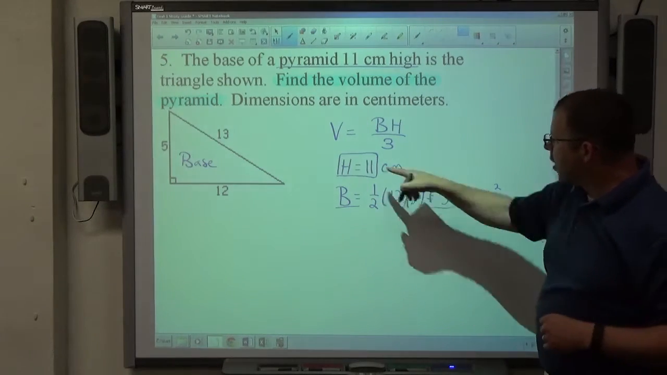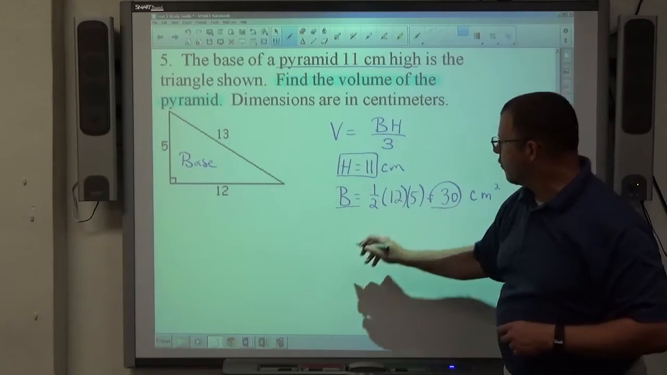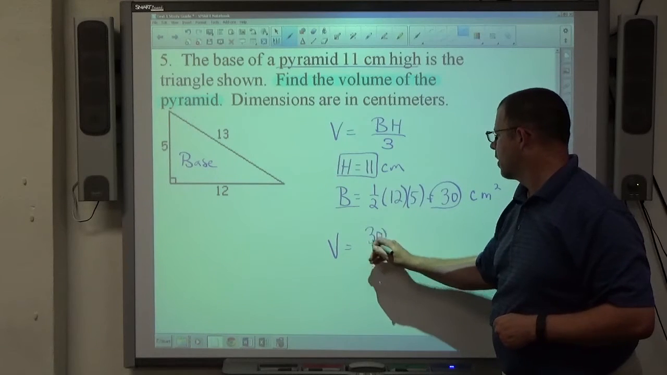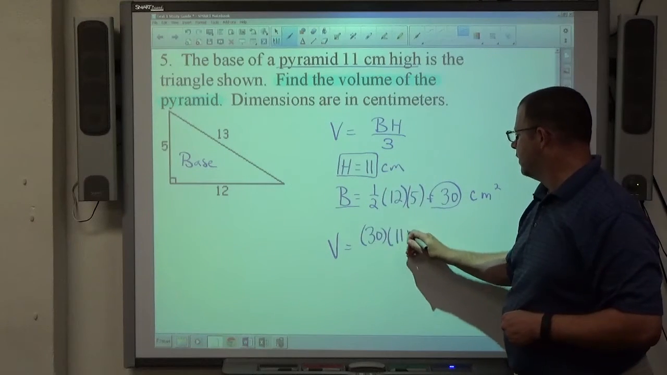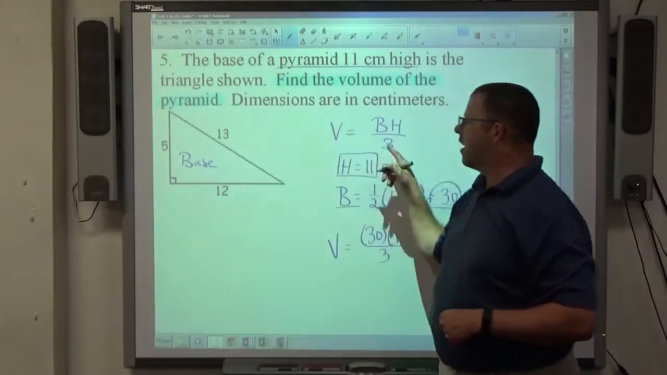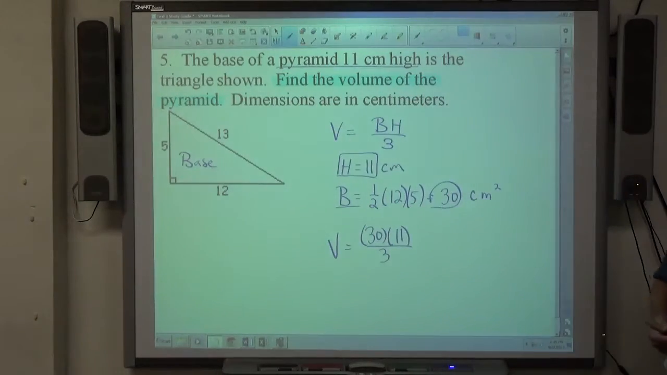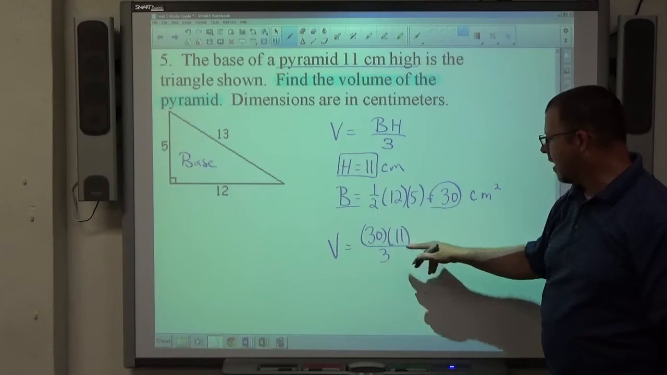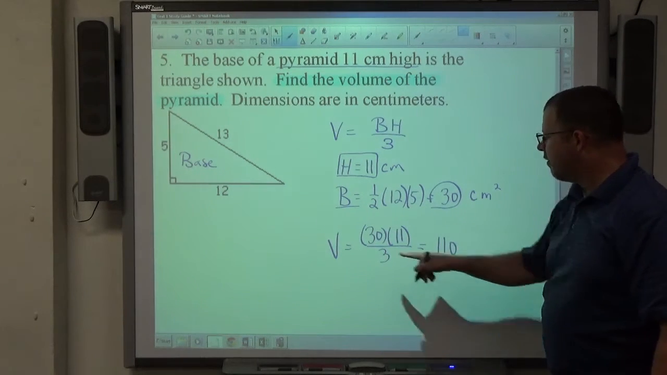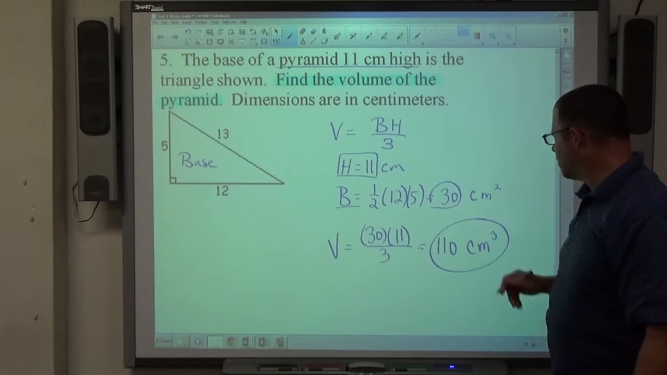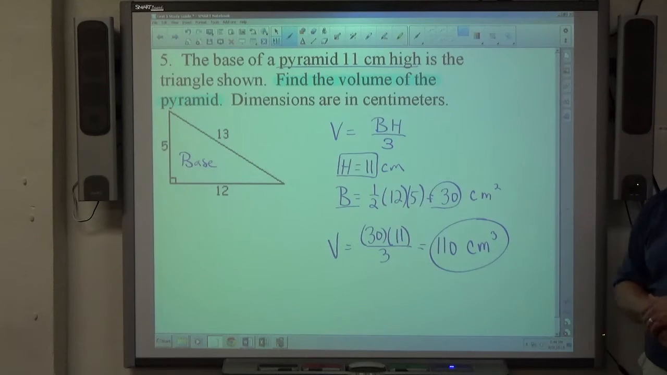All right. Once I know these two numbers, I just apply this formula, which says V is equal to B, which is 30, times h, which is 11, divided by 3. Pyramid and cone has this divided by 3 on it. It's just part of the formula. Do not forget that part of the formula. 30 divided by 3 is 10. 10 times 11 is 110. Volume is always going to be in cubic units. We're dealing with centimeters in this problem, so 110 cubic centimeters is the answer.